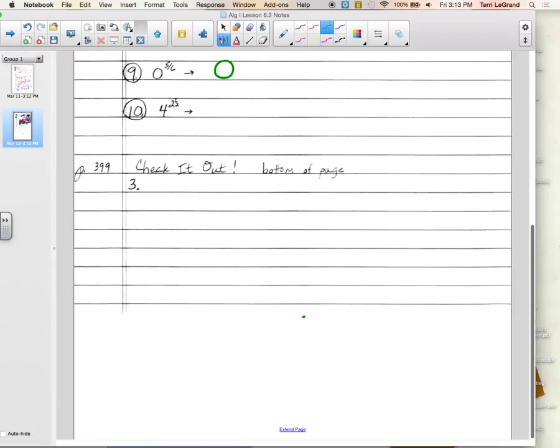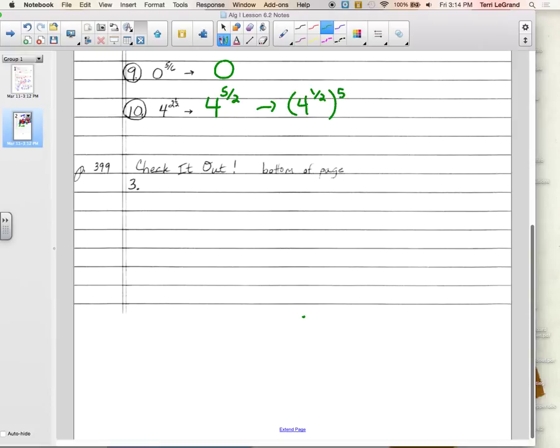If it's 4 to the 2.5 power, can we rename that 2.5 as an improper fraction so we have an m over n? Yes, it would be 4 to the 5/2 power, right? Which means we're going to take 4 to the what power? 1/2. And then we're going to do what with that? Take that to the 5th.